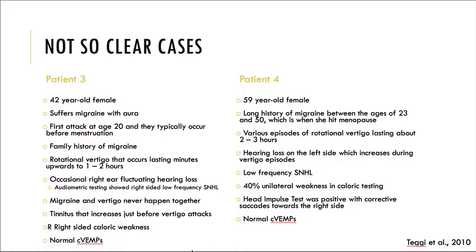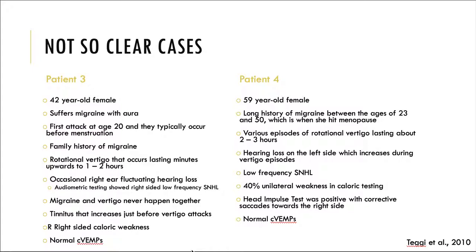She has rotational vertigo that lasts minutes, up to 1 to 2 hours. Again, that, along with the other symptoms, points towards vestibular migraine. But she does have occasional right ear fluctuating hearing loss. The audiometric testing showed a right-sided low-frequency sensorineural hearing loss, which points to Meniere's disease.